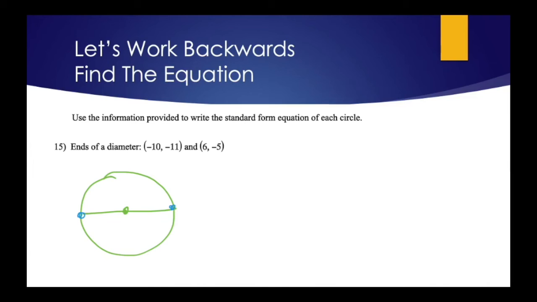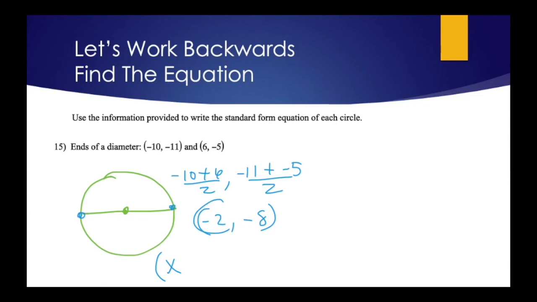All right, so the halfway means we're going to add the 2 x's and divide by 2. We're going to add the 2 y's and divide by 2. This will give us our center. So this is going to give us negative 4 over 2, which is negative 2. And that's going to give us negative 16 over 2, which is negative 8. Here is our center. So this gives us part of our equation. It gives us x, the opposite of that, which is plus 2 squared, and y, the opposite of that, which is add 8.